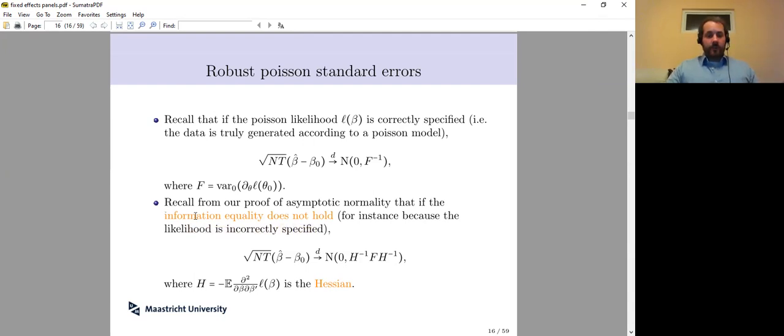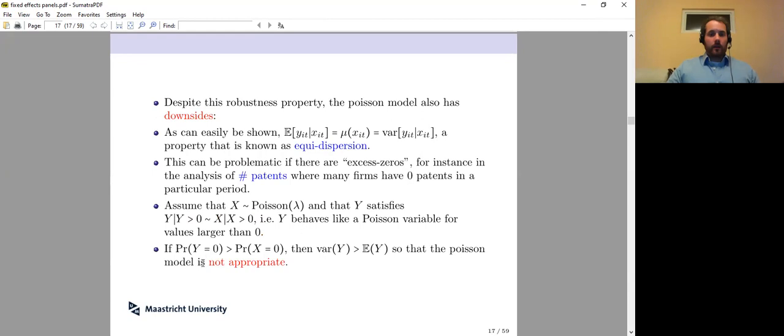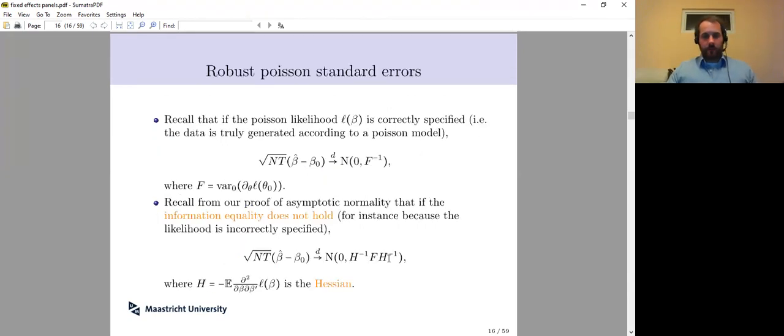In that case, we know that the information equality would not hold. For the information equality, we need that the likelihood is correctly specified. In that case, if you go back to our asymptotic normality proof, the asymptotic variance of the misspecified MLE actually has this sandwich form. F is still the Fisher information, and here we have the Hessian, kind of like the negative expected Hessian. Okay, so what would you do? Sorry, I should explain this here.